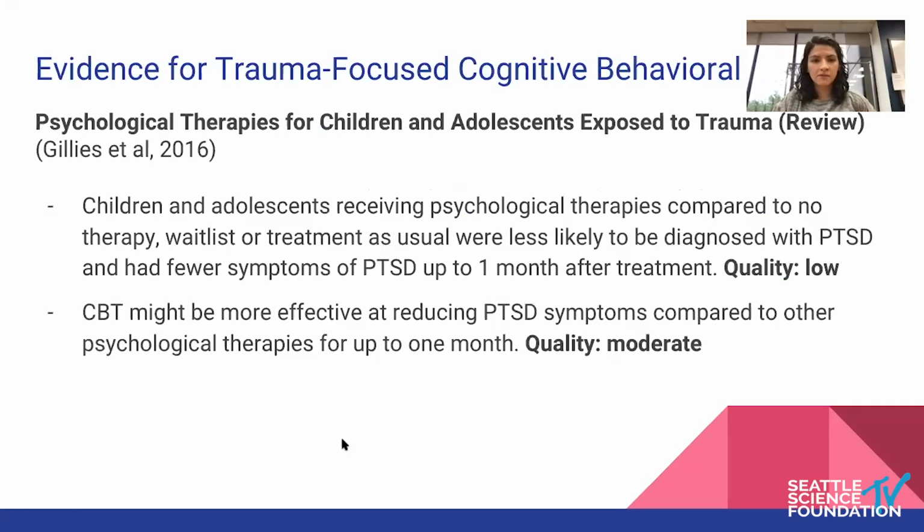Their key findings included the following. There was low-quality evidence that children and adolescents receiving psychological therapies, compared to no therapy, waitlist, or treatment as usual, were less likely to be diagnosed with PTSD and had fewer symptoms of PTSD up to a month after treatment. There was moderate quality evidence that CBT, cognitive behavioral therapy specifically, might be more effective at reducing PTSD symptoms compared to other therapies for up to 1 month.